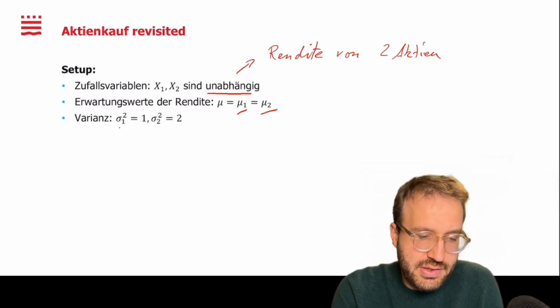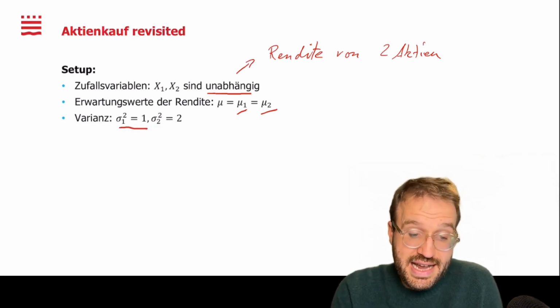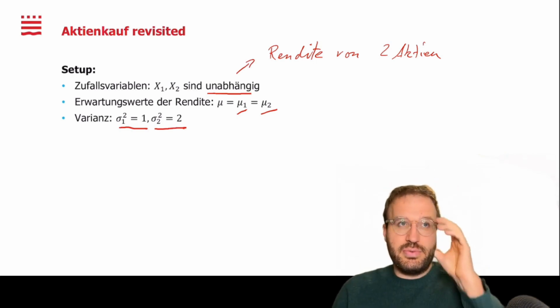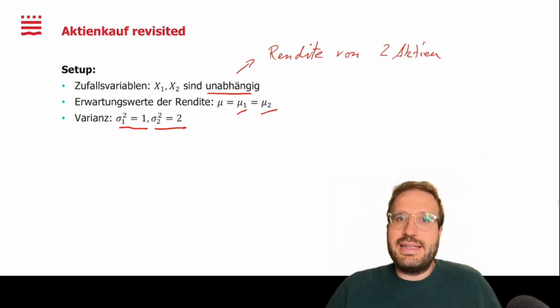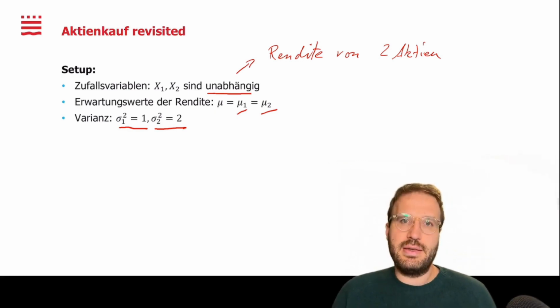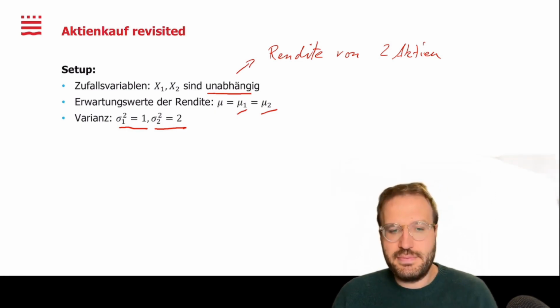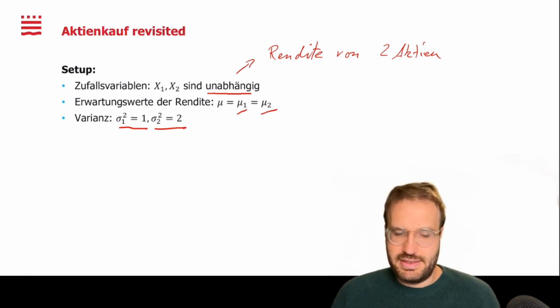And we assume that stock 1, that is the return, has a variance of 1. And stock 2 has a variance of 2. What does that mean? This indeed means that the risk in stock 1 is smaller than that of stock 2. Yes, okay, so these are our situations.